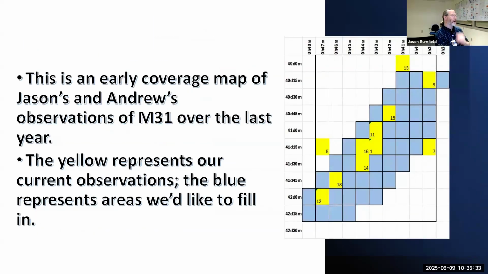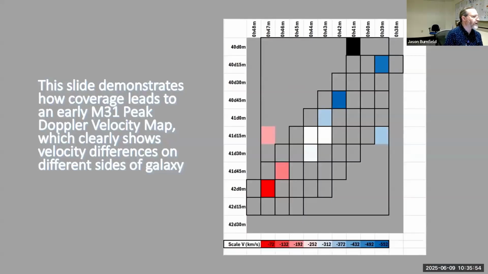So this was an early overlay coverage map of our M31 observations. And so I just basically started doing single points within the disk of M31. This was an early kind of proof of concept.